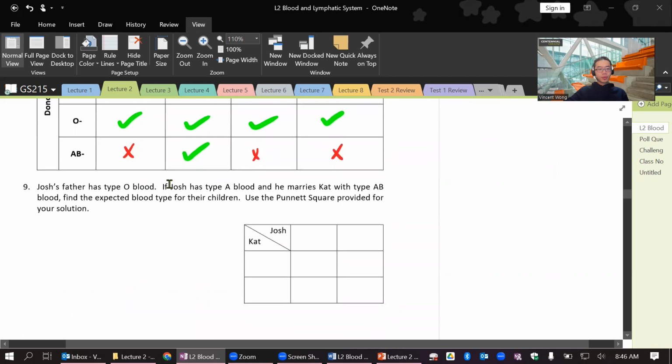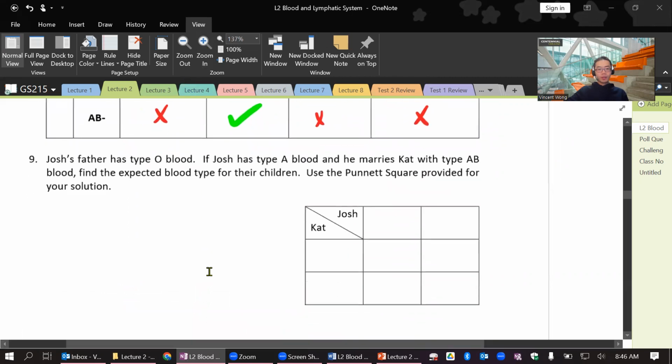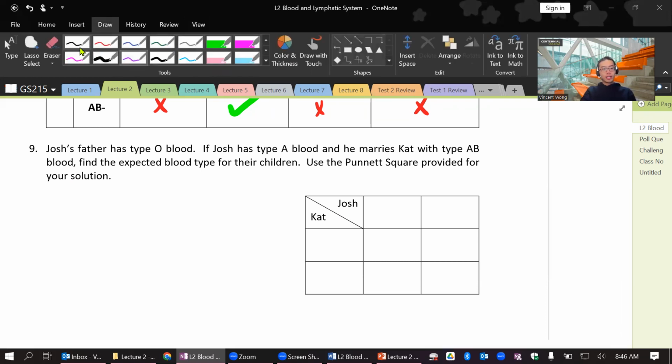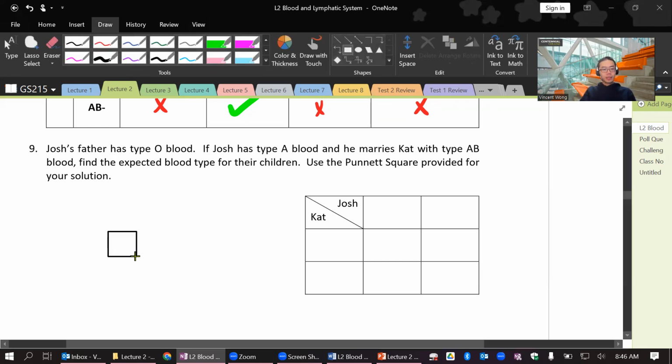Okay, we did this already. Let's do one of these Punnett square questions. Josh's father has type O blood. So let's draw Josh here. We have Josh and his father. His father has type O blood, which means the father must be little i, right? We don't know anything about his mother, and that's okay.